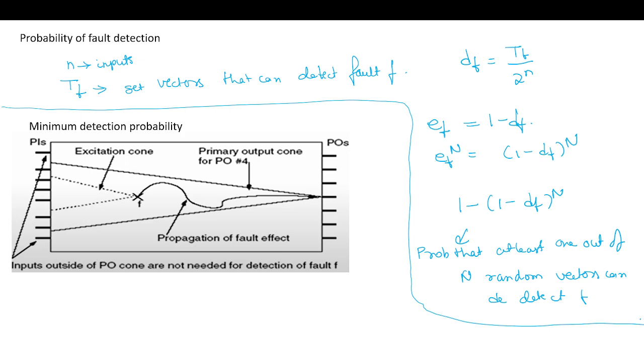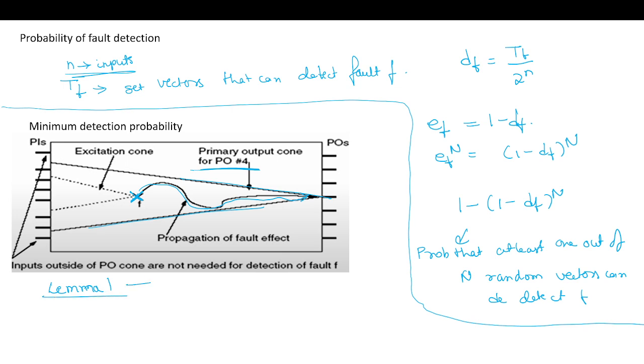Next is the minimum detection probability. The minimum detection probability of any detectable fault actually does not depend on the number of primary inputs n. Instead, it depends on the largest primary output cone that it is in. So if this is the fault, the largest primary output cone for this PO is 4. This is because any detectable fault must be excited and sensitized to the primary output, because this fault has to propagate to the output.